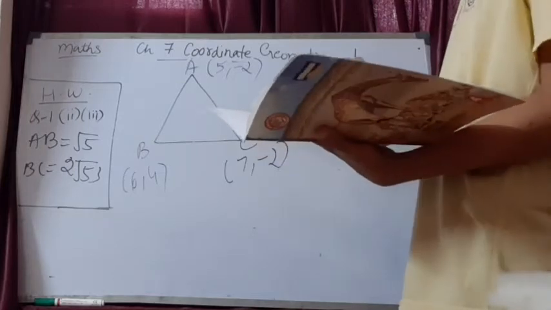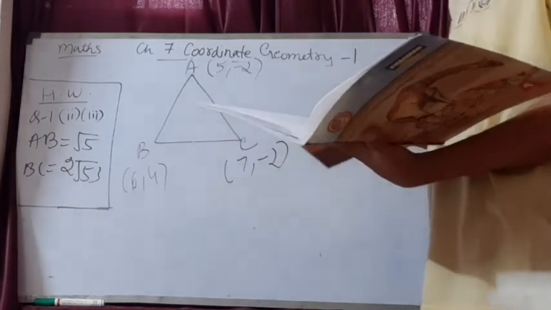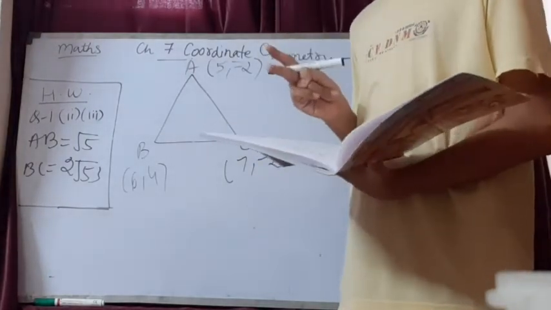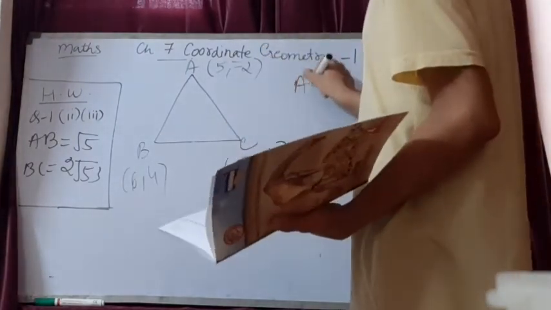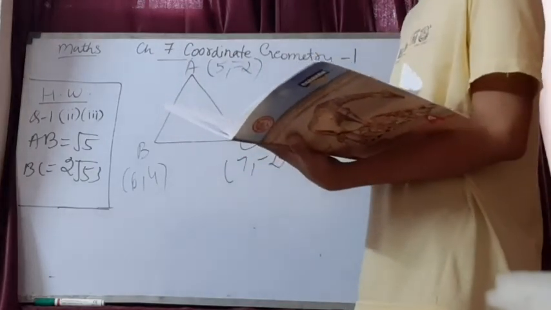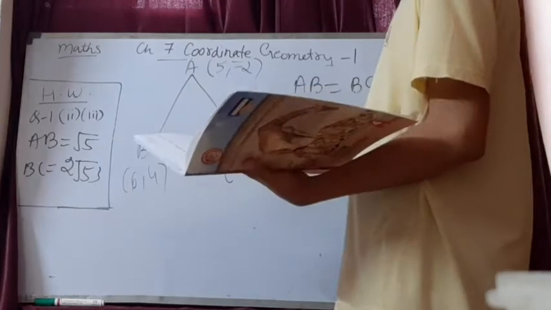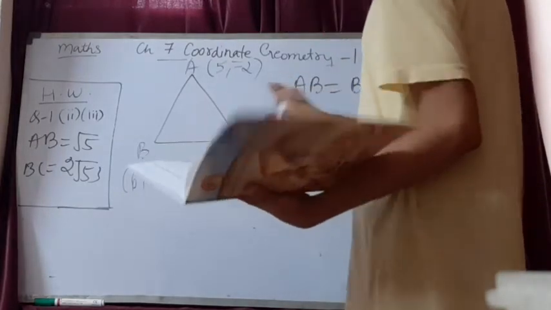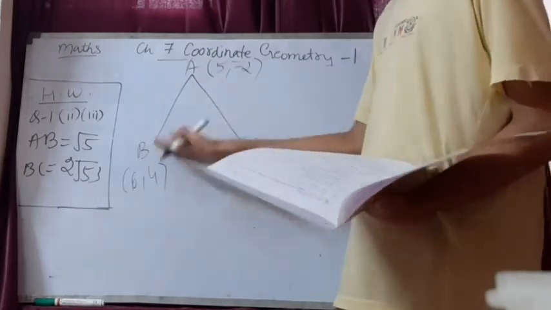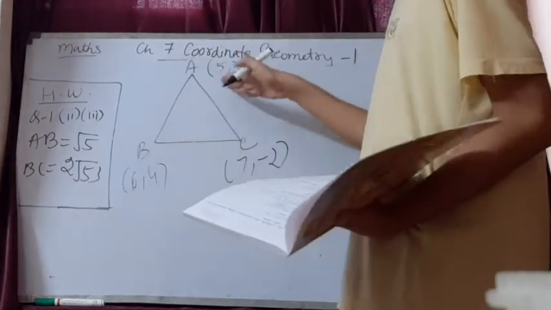So these are the coordinates that are given to you, and you have to prove that it is an isosceles triangle. It means any two sides are going to be equal. Generally AB is equal to BC. If any two sides are equal, then it is going to be isosceles. So let's find out the distance AB, BC, AC.